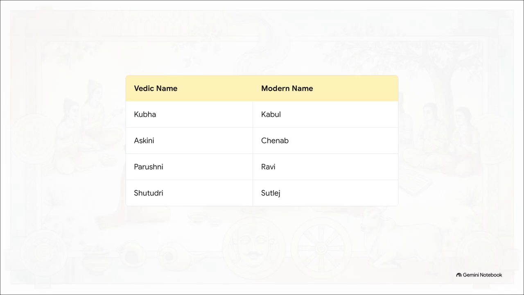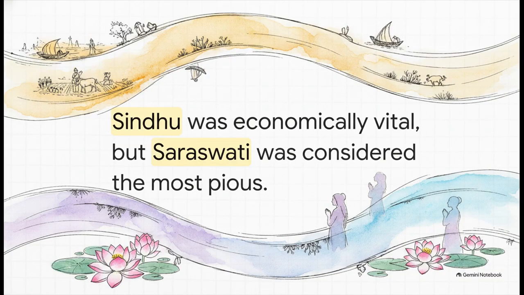When you map it out, it shows a vast, sprawling civilization stretching all the way from modern Afghanistan deep into the Indian subcontinent. But among all these waterways, two held supreme importance for completely different reasons. The Sindhu River was the most frequently mentioned. It was basically their economic lifeline, earning it the title Hiranyayi, meaning golden.